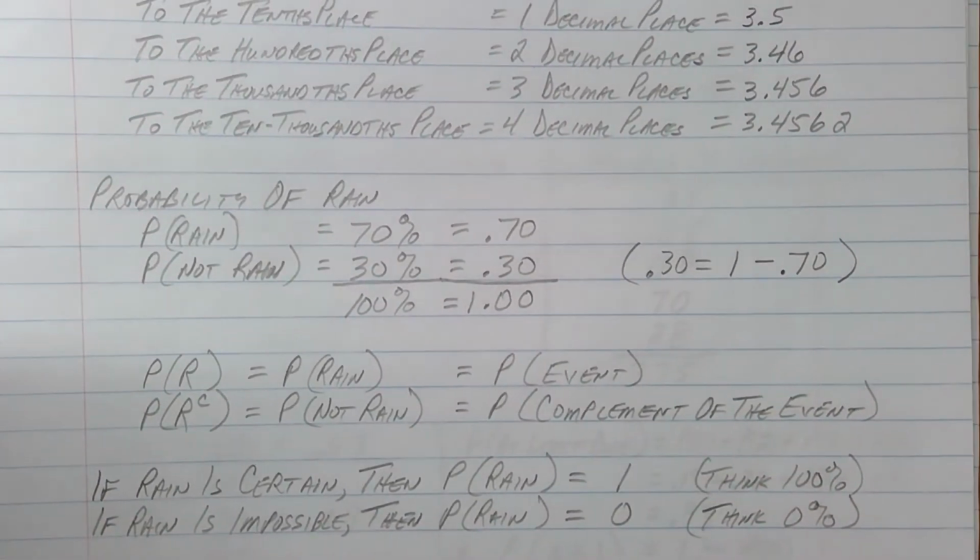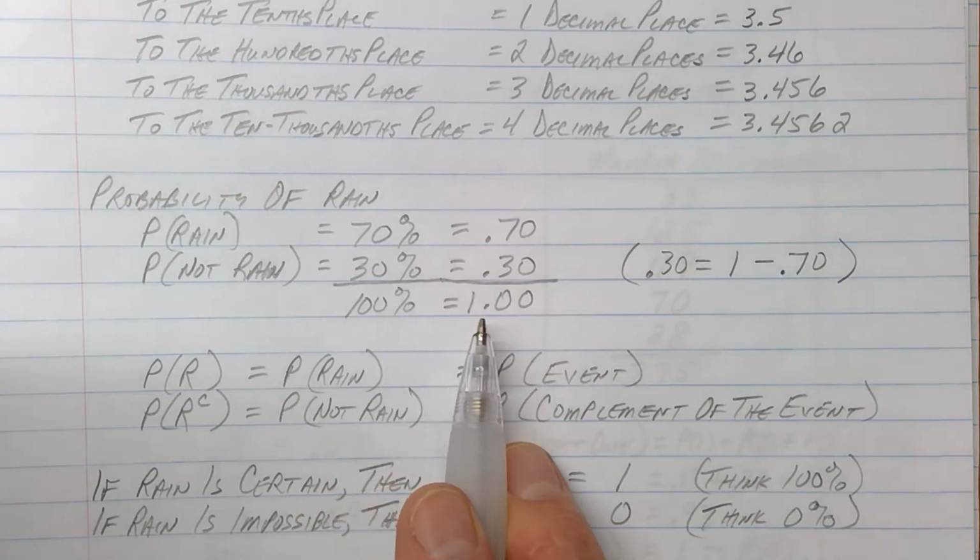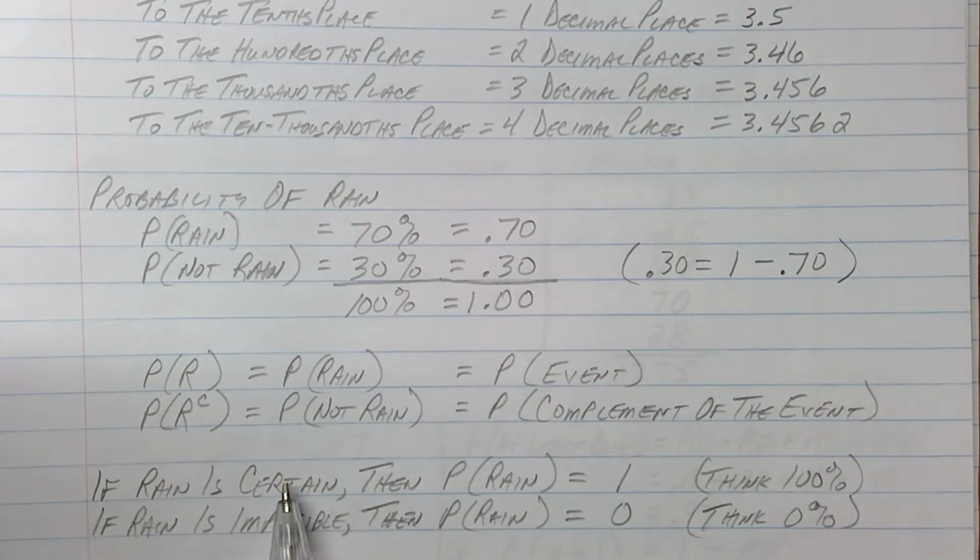Okay, next, if rain's certain, if we are 100% sure, then our probability is 1. If the probability of rain is 100%, well, 100% when you speak decimal is 1. See up here, 100% is the same as 1. So if you're sure of something, then your probability is 1. If it's impossible, if there's no chance of rain, then the chance is 0. All your probabilities are going to lie between 0 and 1.